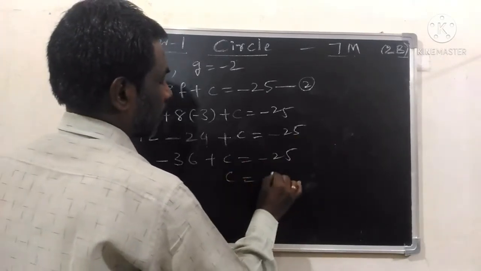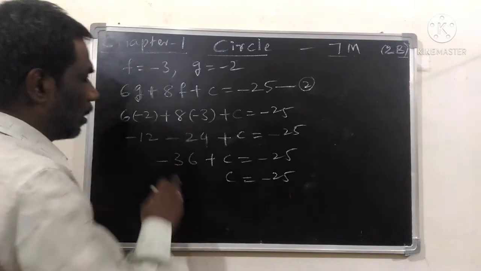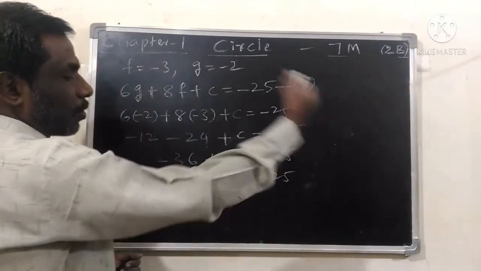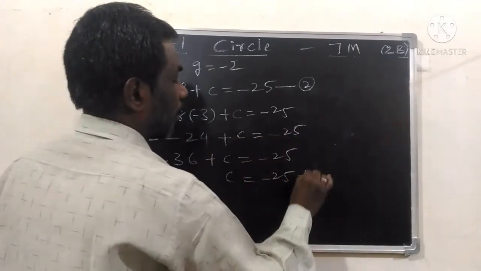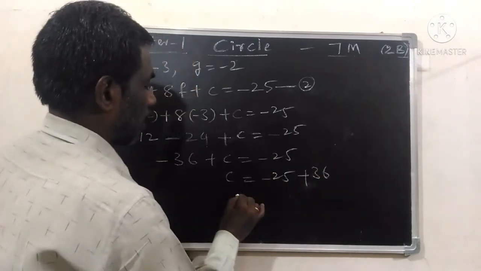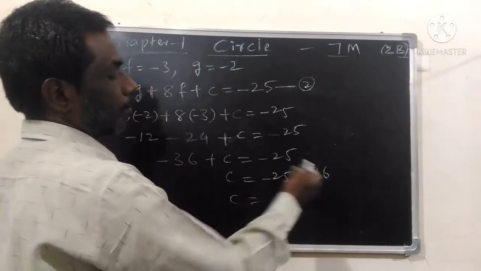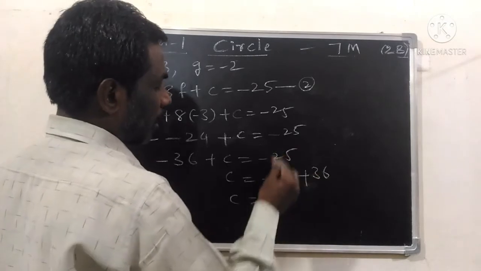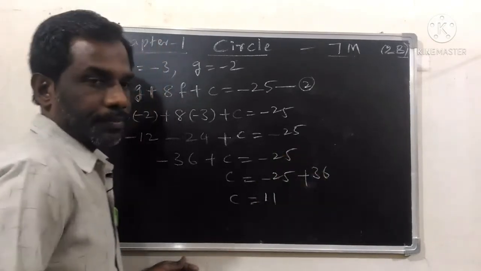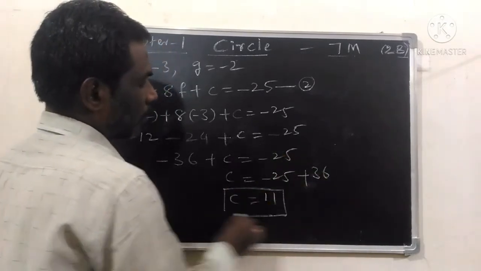Minus 12 minus 24 is minus 36, plus c equals minus 25. Now c equals minus 25, and this minus 36 transferred to the right side becomes plus 36. Now c equals 36 minus 25, which is 11. This is the c value.